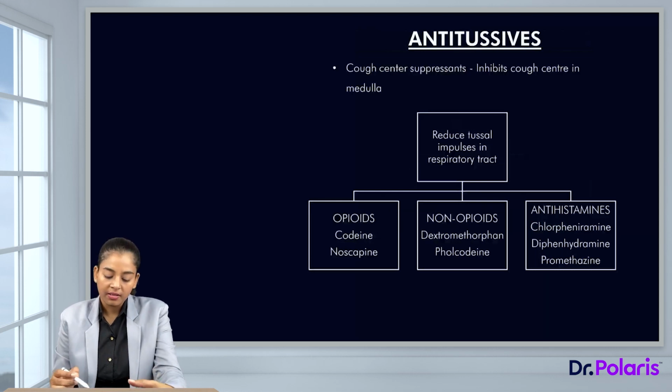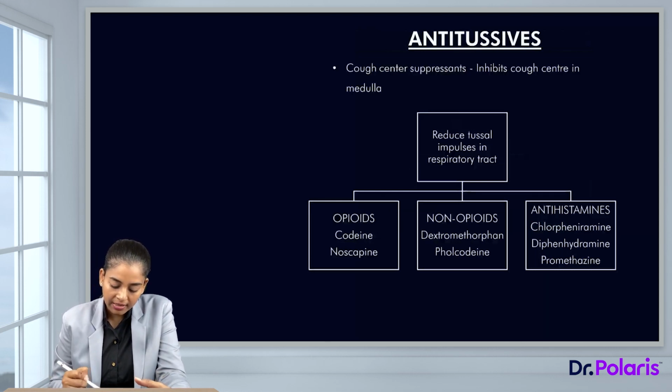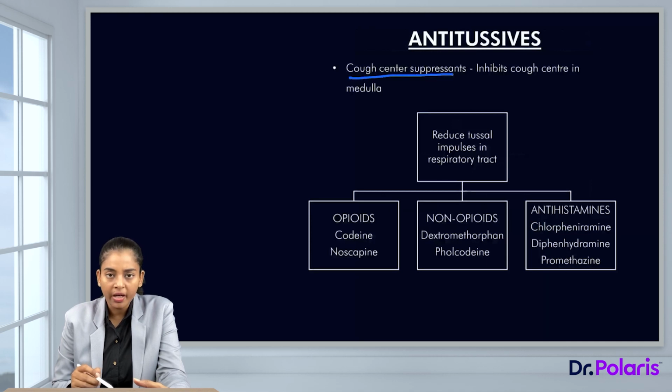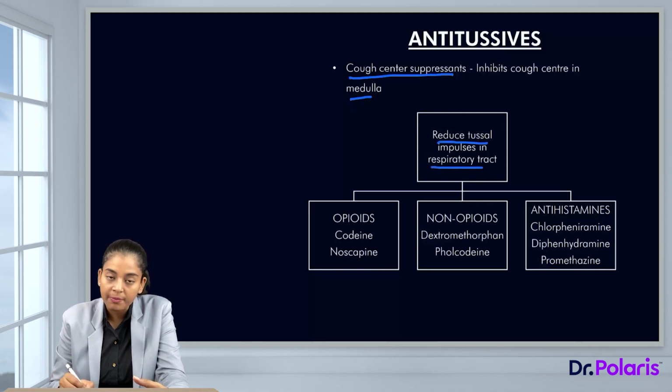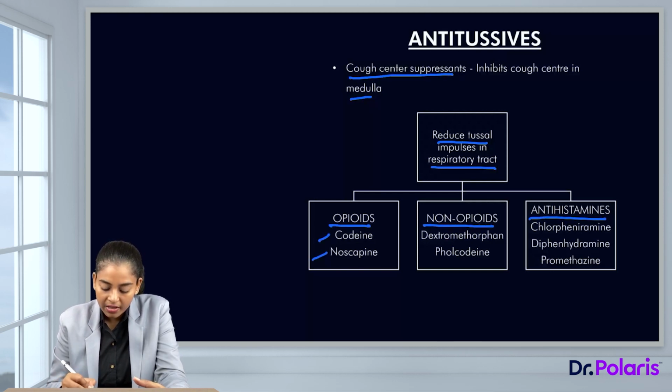Antitussives suppress the cough center. They inhibit the cough center in the medulla, thereby the cough is suppressed. So these are used for dry cough. They reduce the tussive impulses in the respiratory tract as well. The drugs under this category include opioids, non-opioids and antihistamines. Under opioids we have codeine and noscapine. Under non-opioids we have dextromethorphan. And under antihistamines we have chlorpheniramine, diphenhydramine and promethazine.